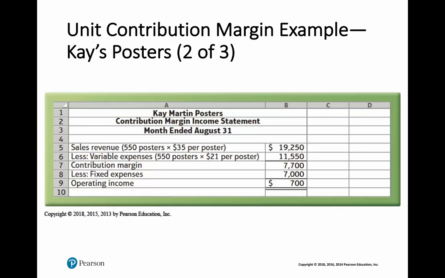On your homework, they'll ask you a couple times to prepare this for your different companies. Just have this slide up for you. It's exactly the format. Nothing too difficult, nothing too crazy. Just sales minus variable equals contribution margin, minus fixed expenses equals your operating income. Holds true every time.